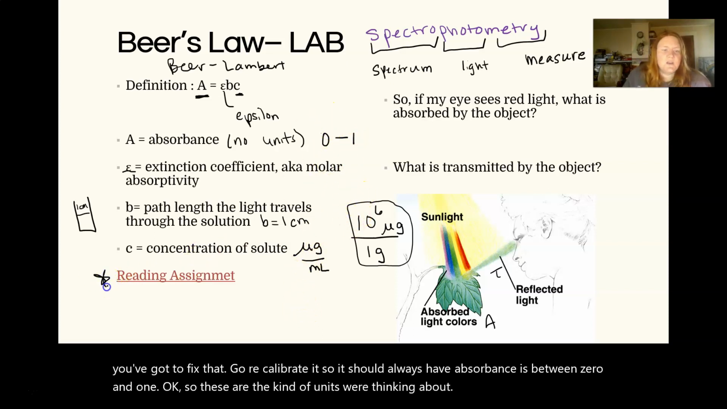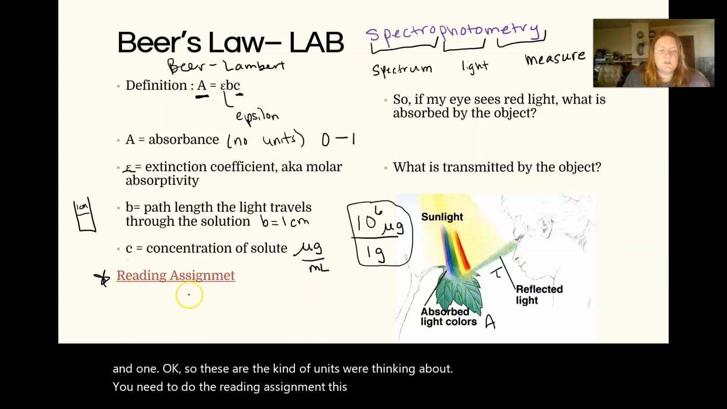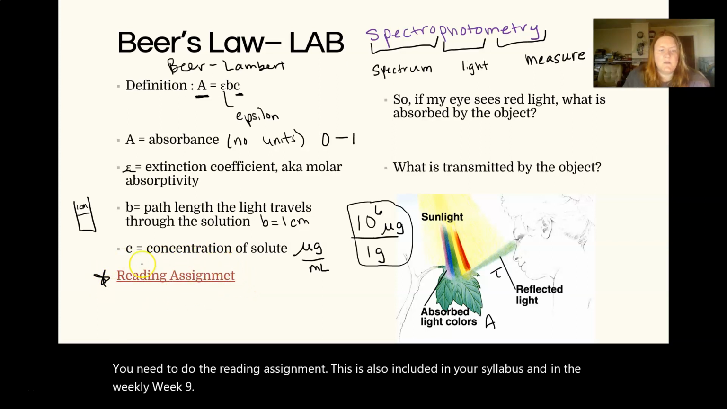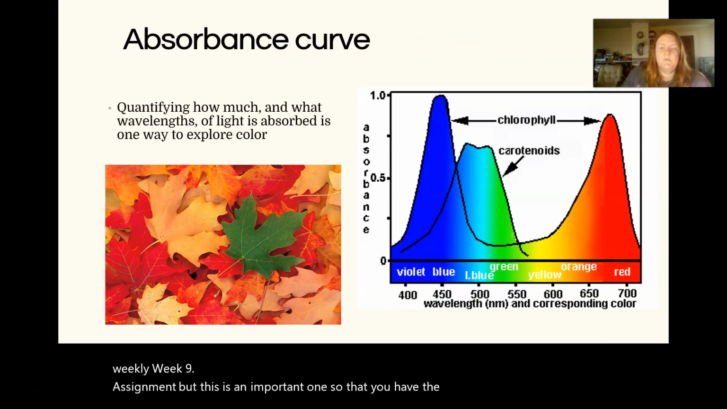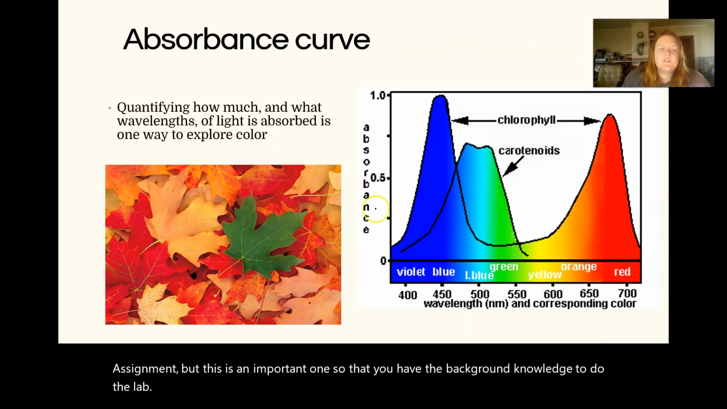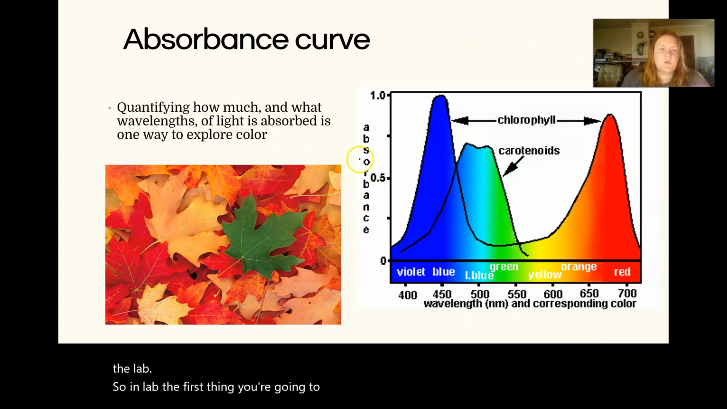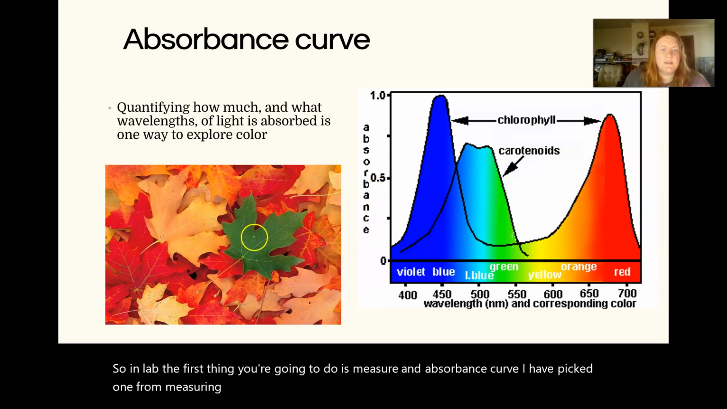You need to do the reading assignment. This is also included in your syllabus and in the weekly week 9 assignment, but this is an important one so that you have the background knowledge to do the lab. So in lab, the first thing you're going to do is measure an absorbance curve. I have picked one from measuring the wavelength of different leaves.